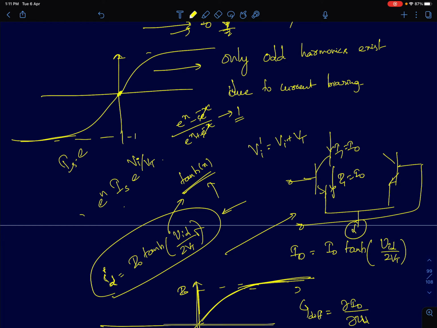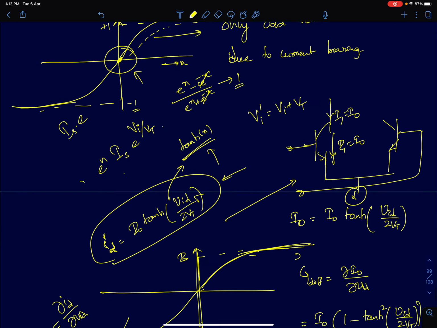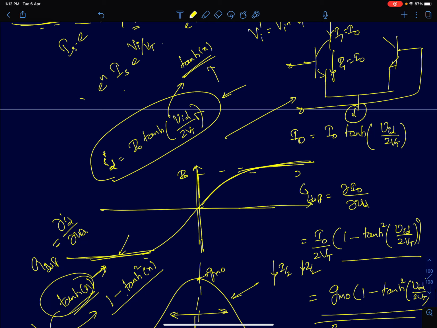So the tanh function has a maximum slope at the origin. It keeps increasing, but the slope keeps decreasing as you increase x, and eventually it saturates to a maximum value of plus 1 and similarly a minimum value of minus 1. So you can see here, for the current to fully switch to one side, when I1 becomes equal to I naught, you have to apply an infinite differential voltage. Similarly, if you want your current to be fully switched to I2, the other side, you have to apply a negative infinite voltage.